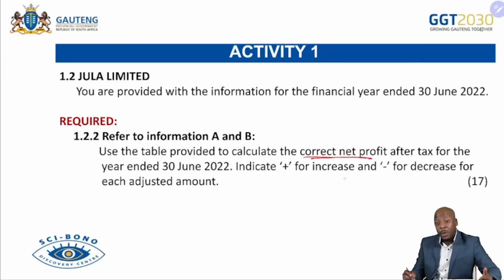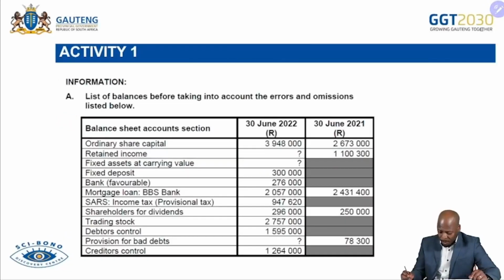We want to be able to calculate the correct net profit after tax for the year ended 30 June 2022. And then here are the instructions of the examiner that we must indicate with a plus for an increase and then a minus for a decrease. All right. And this must be done for each adjusted amount. And this question was for 17 marks. I want to show you in today's lesson how easy it is for you to get these 17 marks. Let's see what more information was given.